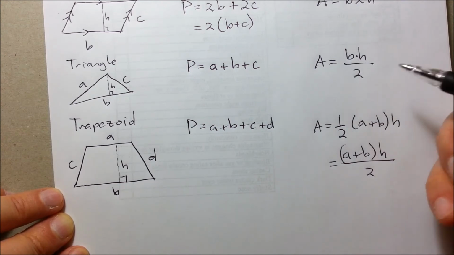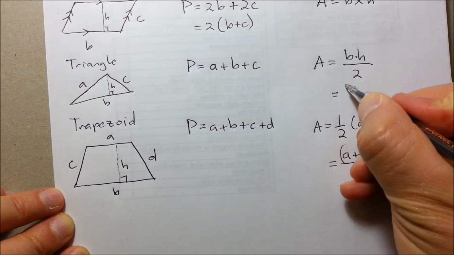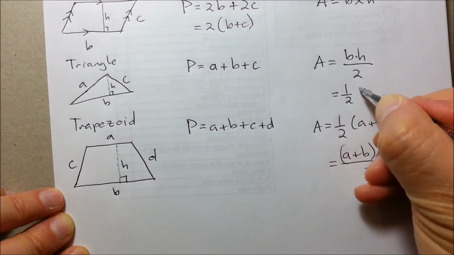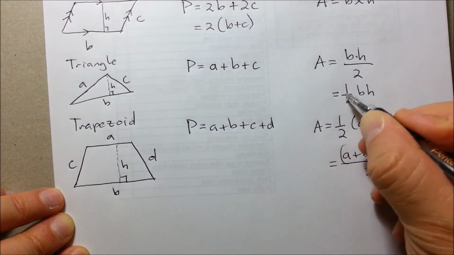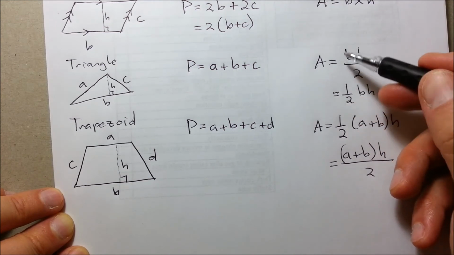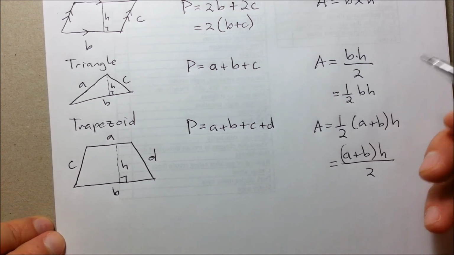And similar here too, I forgot to mention it for the triangle. You could also do 1/2 times base times the height. It's the same thing. These two are going to give you the same answer. You can use either one, whichever one you're comfortable with.